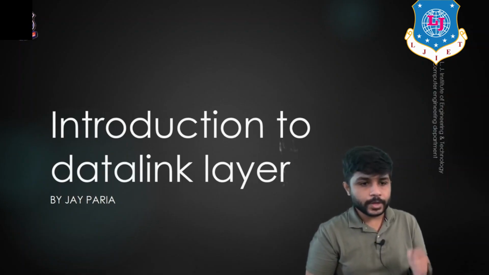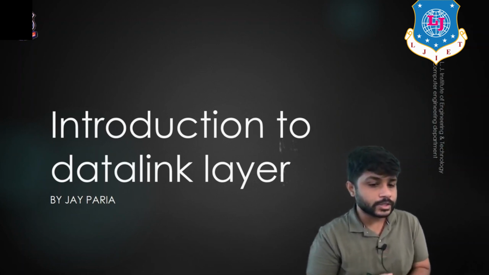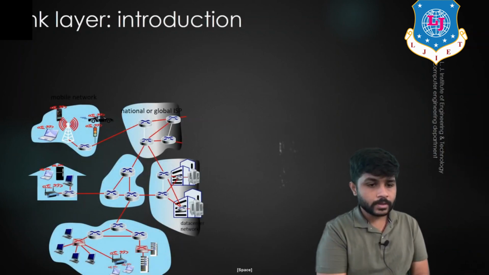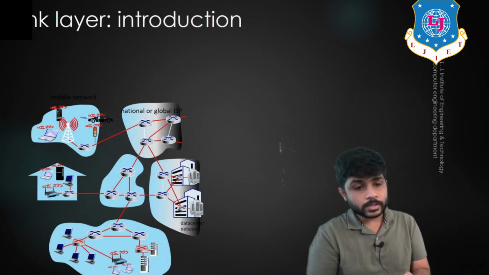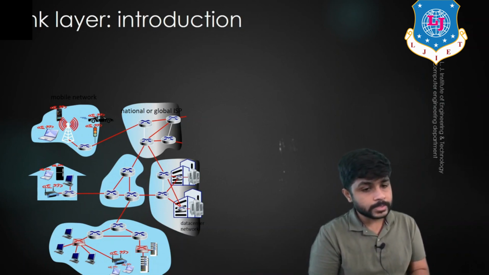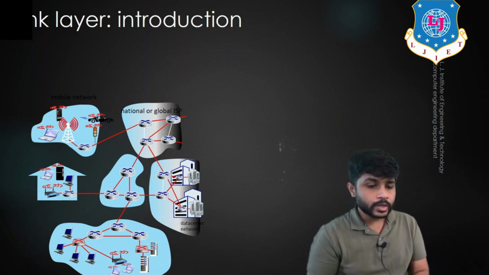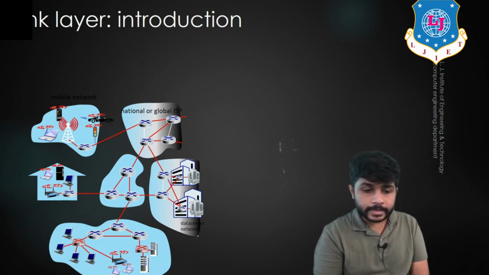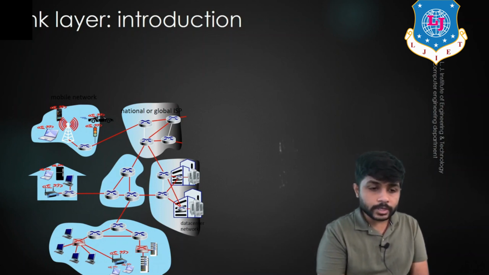So hello everyone, today we are going to see the introduction to the data link layer. So let's start. You can see that on the screen there are different networks which are connected to each other. What is a network? A network is a collection of more than one device. So you can see that there are different networks: a mobile network, a global ISP, a data center network. These individual networks are all connected to each other.